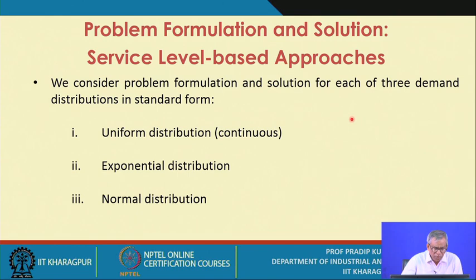Now, we consider three types of demand distributions for problem formulation and solution. The first one is the uniform distribution, and we will be referring to the continuous type. That means we will assume that the random variable is of continuous type. Then the next important distribution we'll consider is the exponential distribution for the continuous random variable, and the third one is the normal distribution, again for continuous random variable.